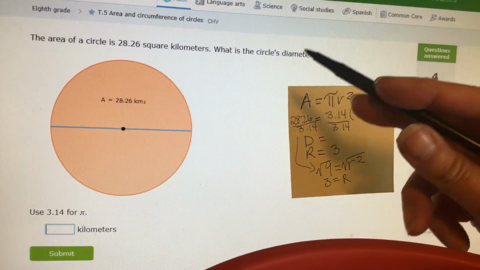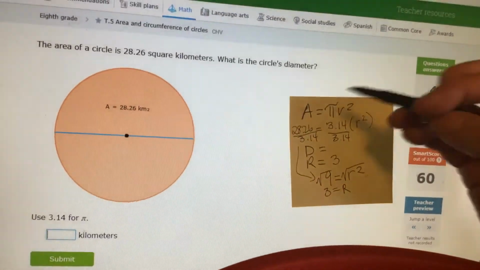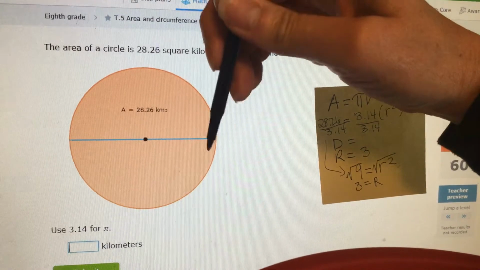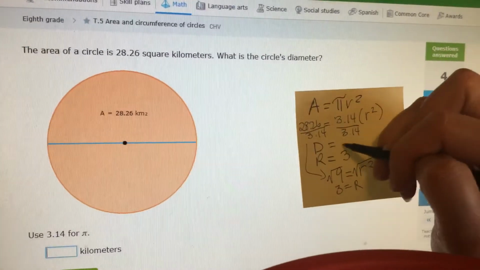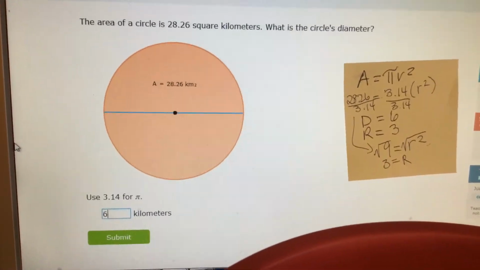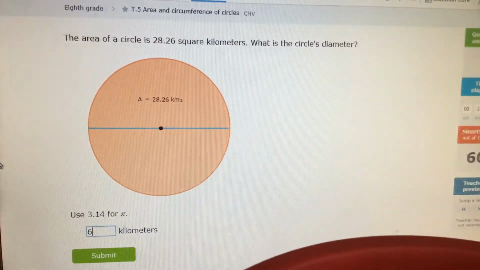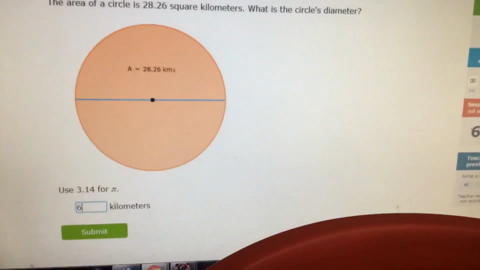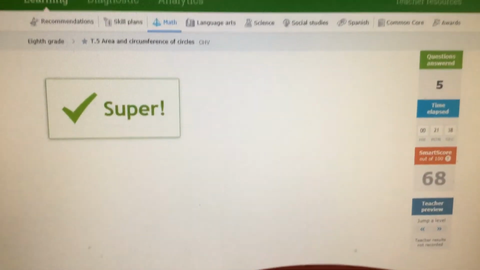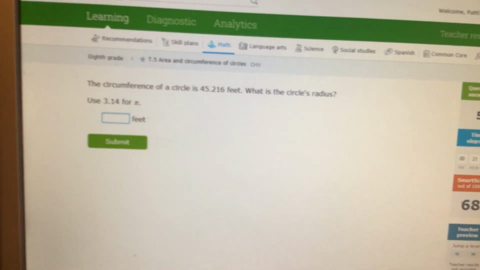But they asked me for the diameter. Diameter is 2 times the radius. So from here to here is 3, so it's 3 plus 3. So the diameter would be 6. Plug that in and hit submit. And let's see what our SMART score is. Woo, we did it.